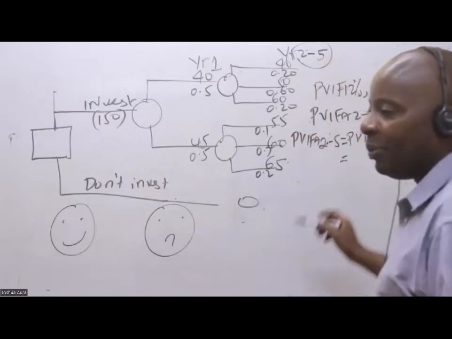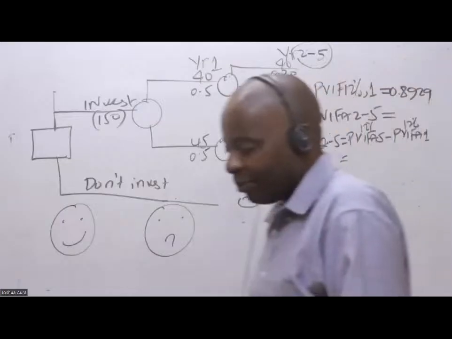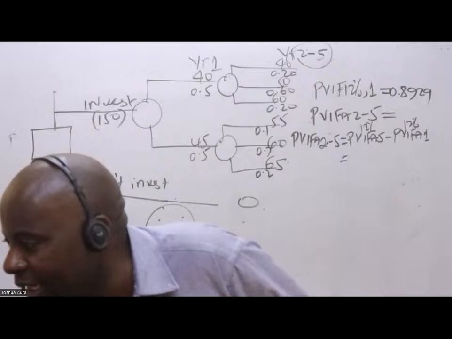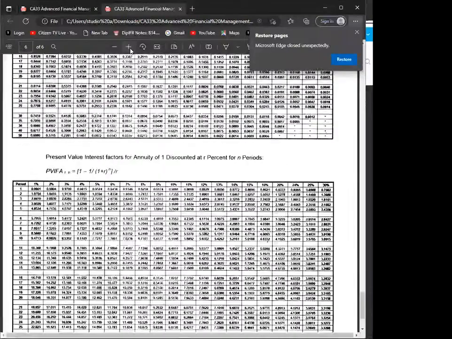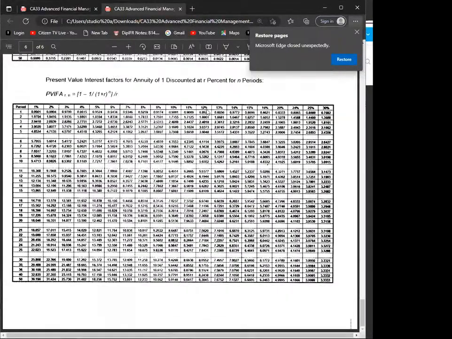So are you able to read for me PV-FA 5 at 12%? I'll come to my table here. PV-FA 5, remember it's now annuity. So 12%, year 5 is 3.6048, minus PV-FA 1. PV-FA 1 at 12% is here, 0.8929.